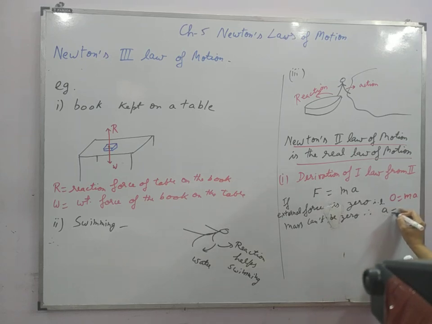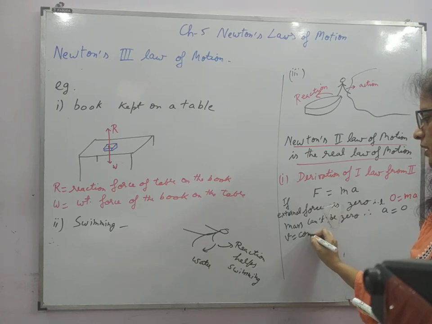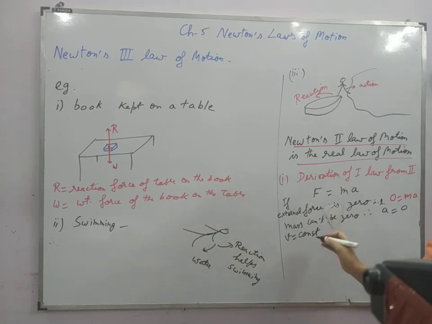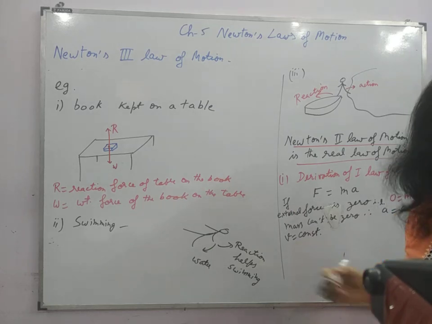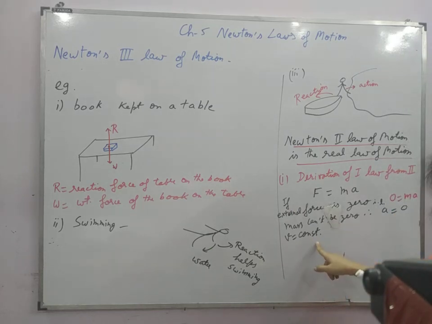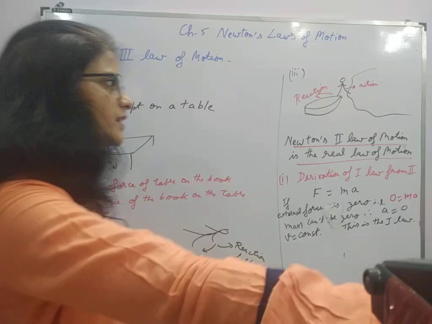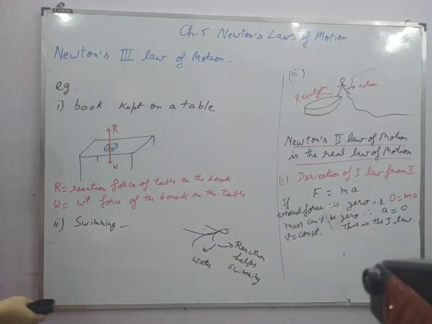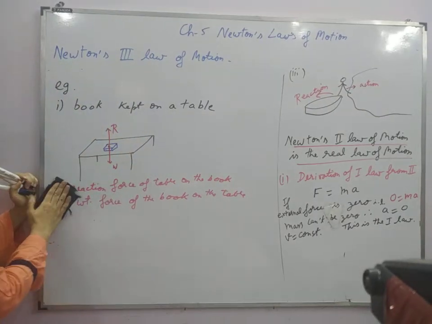Therefore, acceleration is 0. If acceleration is 0, that means the velocity is constant. So if velocity is 0, it will remain 0. If it is in motion, then the velocity will remain constant. So this is our first law. This first law is proved here, or you can say derived here from the second law. Now I can derive the third law from the second law.